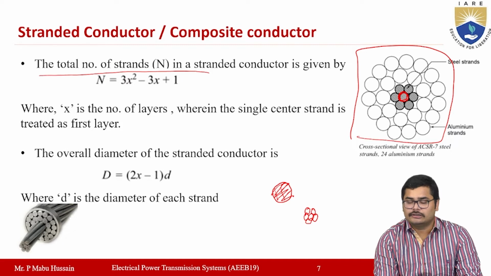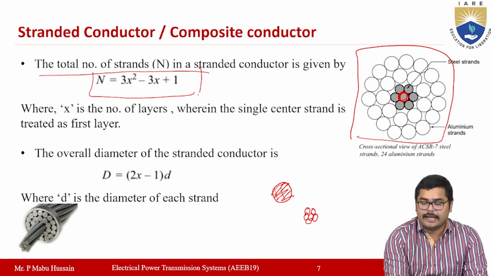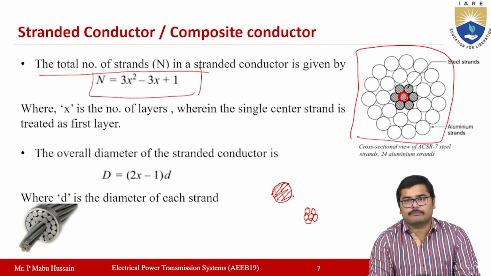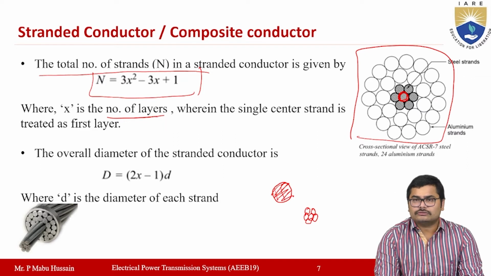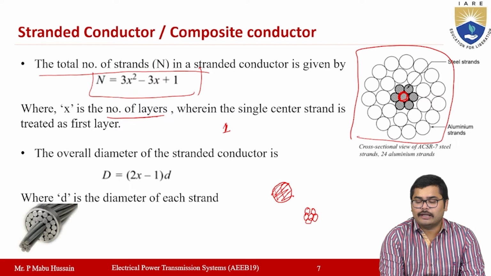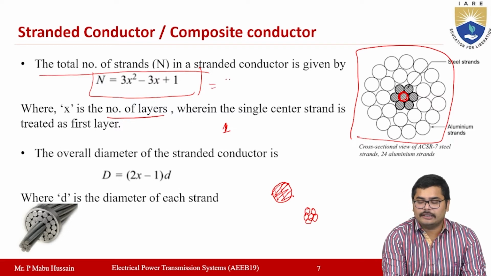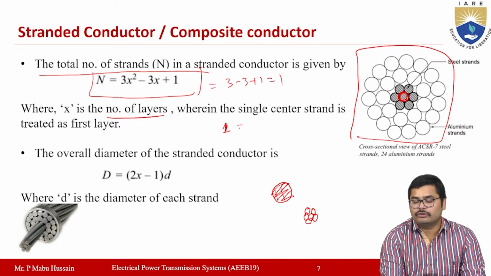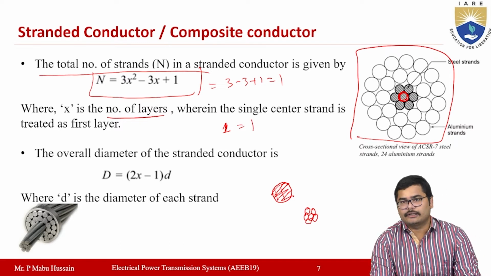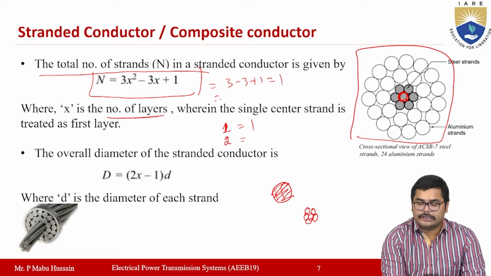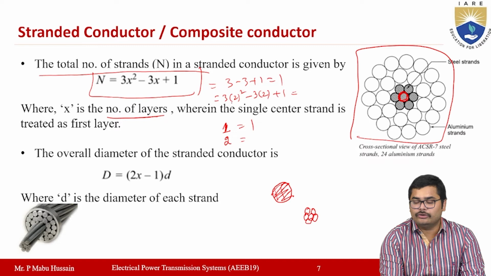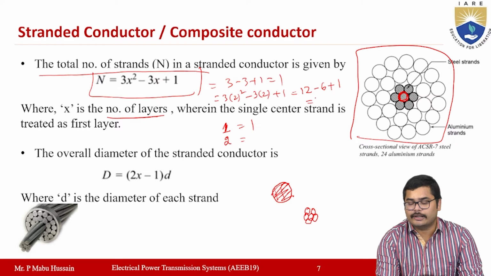in a stranded conductor is calculated by using the expression n equals 3x squared minus 3x plus 1. Here x represents the number of layers. If you have only one layer, this value will be 3 minus 3 plus 1, which is equal to 1. So only one conductor will be there in a single layer conductor. If there are two layers, how many conductors are there? 3 into 2 squared minus 3 into 2 plus 1, which equals 12 minus 6 plus 1, which is 7 conductors.